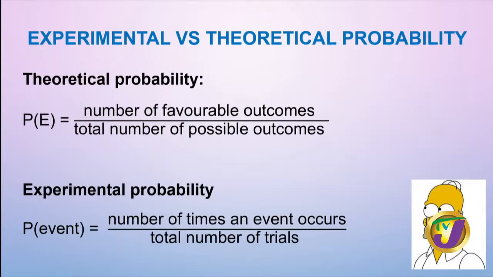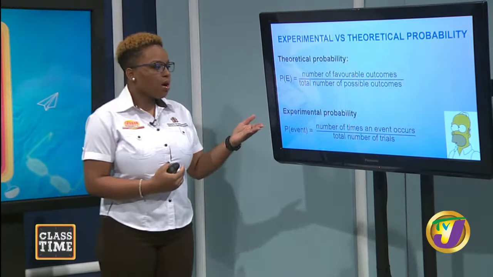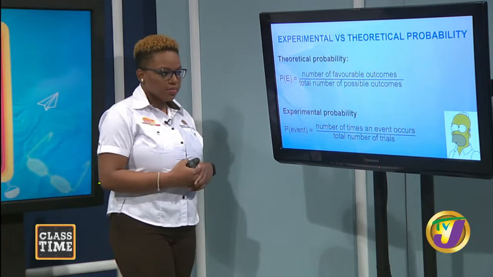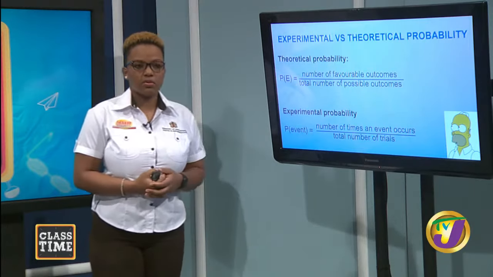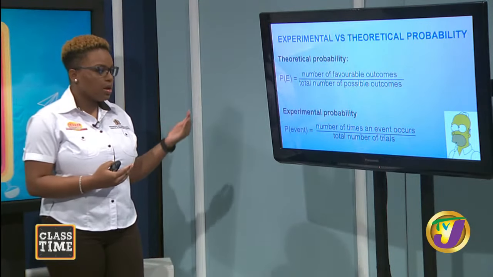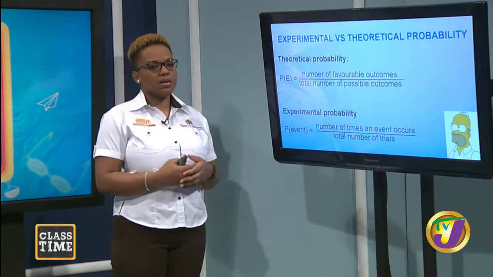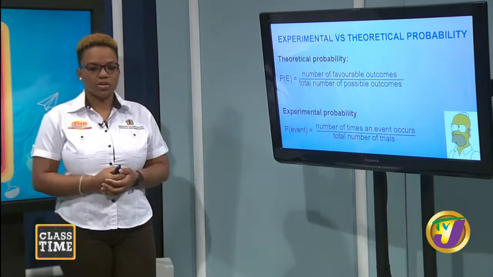For experimental probability, how do we determine that? The probability of the event, in this case getting a head, would be the number of times the event occurs for the numerator, and the denominator is the total number of trials. So if I did 100 trials, my number of times the event occurred would have been 30, and the total number of trials would have been 100. And so the probability of getting the head would have been 3/10 or 30/100.